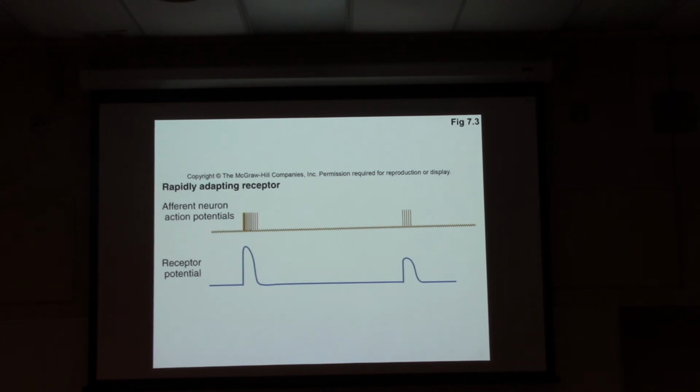So here's a graph that shows that. We don't have the stimulus on this part of the graph, but the stimulus would start right here, it would persist, and then it would stop over here by the second bump. And so with these phasic receptors, you get a receptor potential, a graded potential, at the very beginning when the stimulus started, and then nothing until the stimulus stopped, and then you get another message. And you get action potentials that correlate with that.